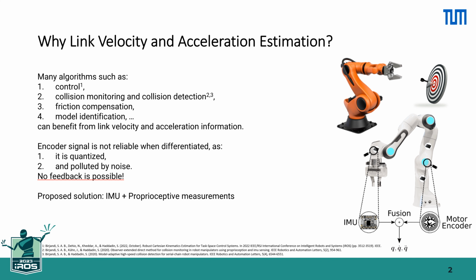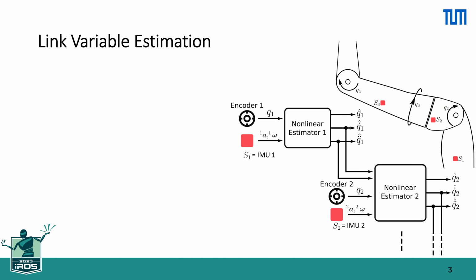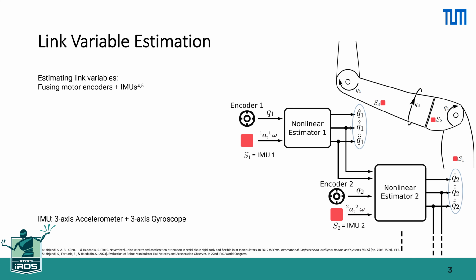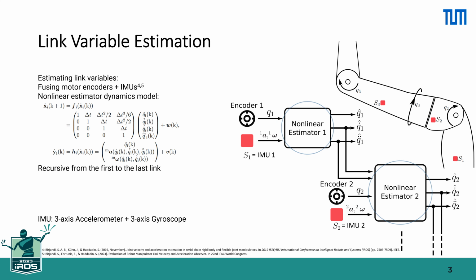measurement units. We have previously shown that we can estimate the manipulator link variables, including link velocity and acceleration, by fusing IMUs with the robot motor encoders. For this, we install 1 IMU per manipulator link. The measurements are consequently fused in a nonlinear estimator with the following dynamics model.